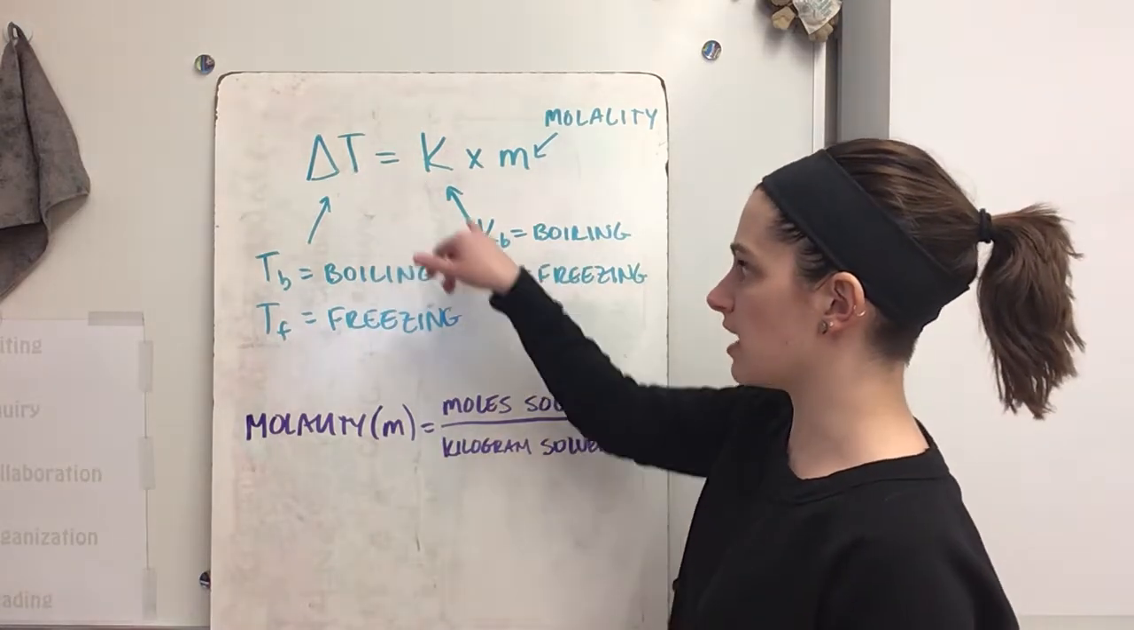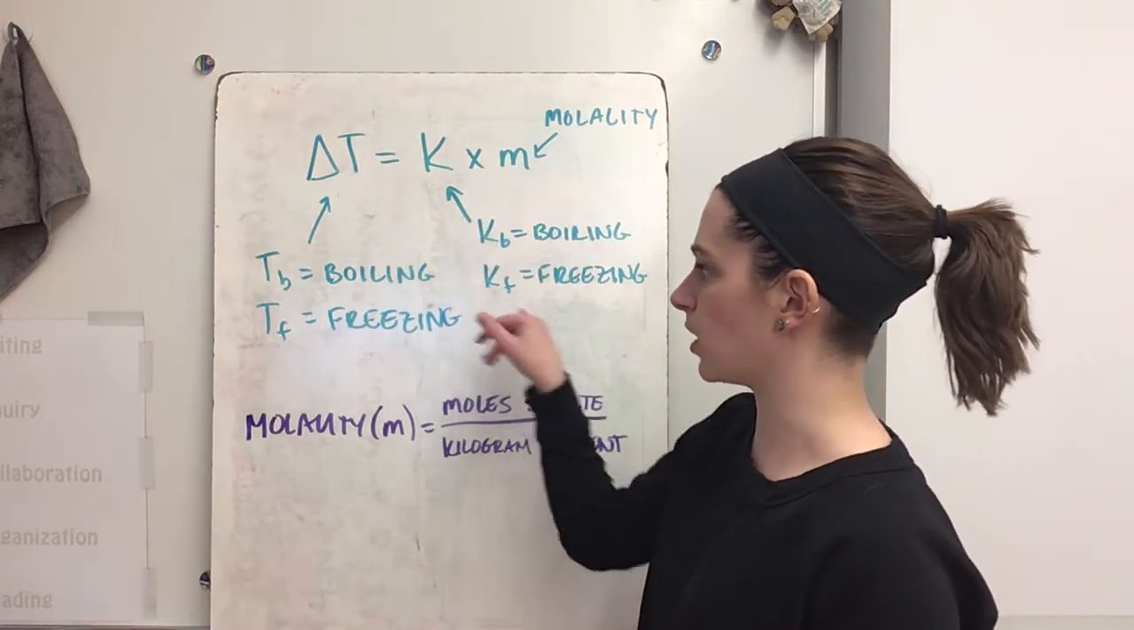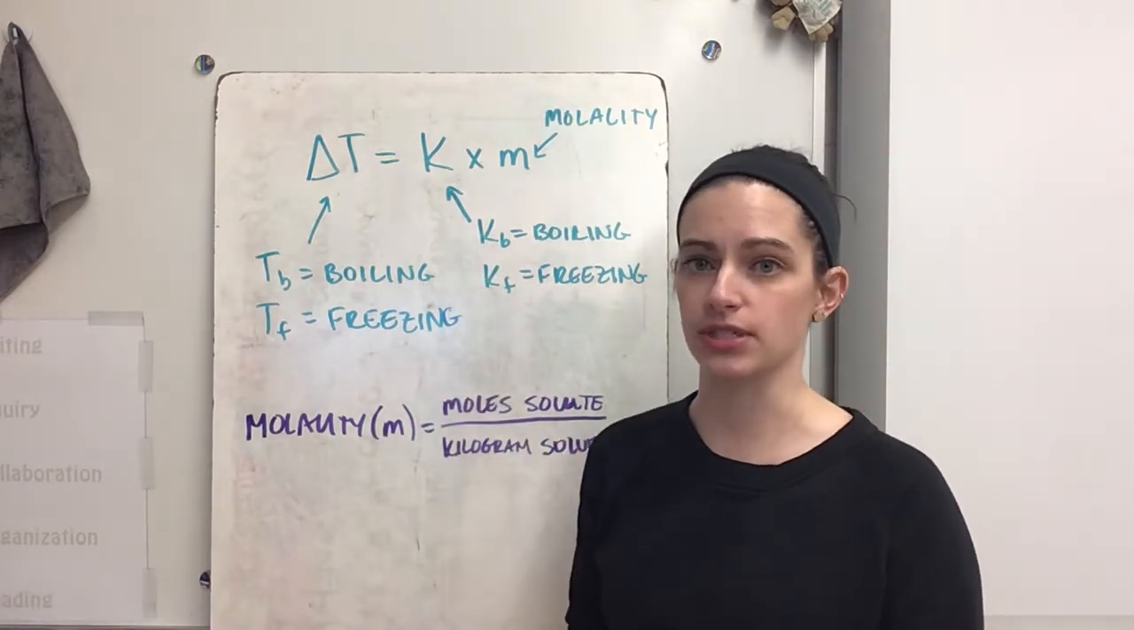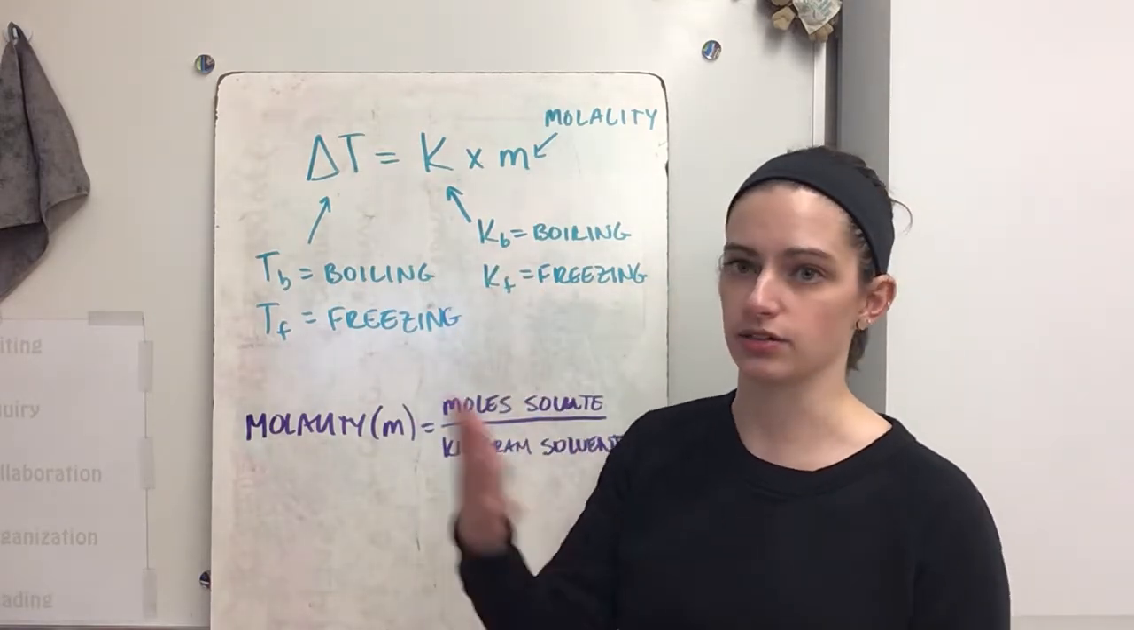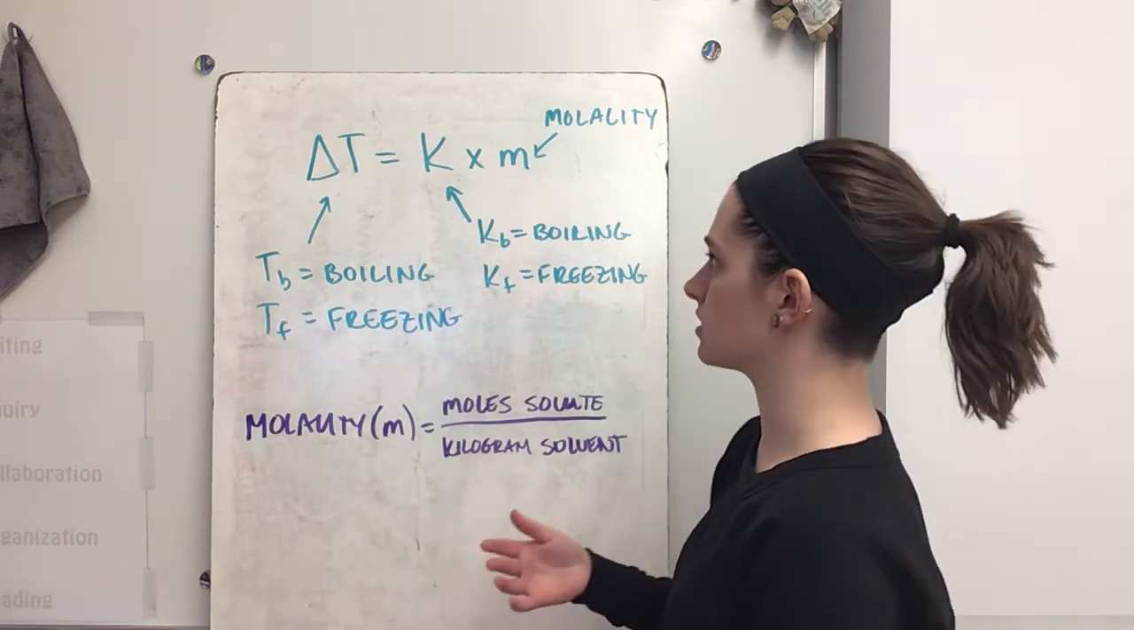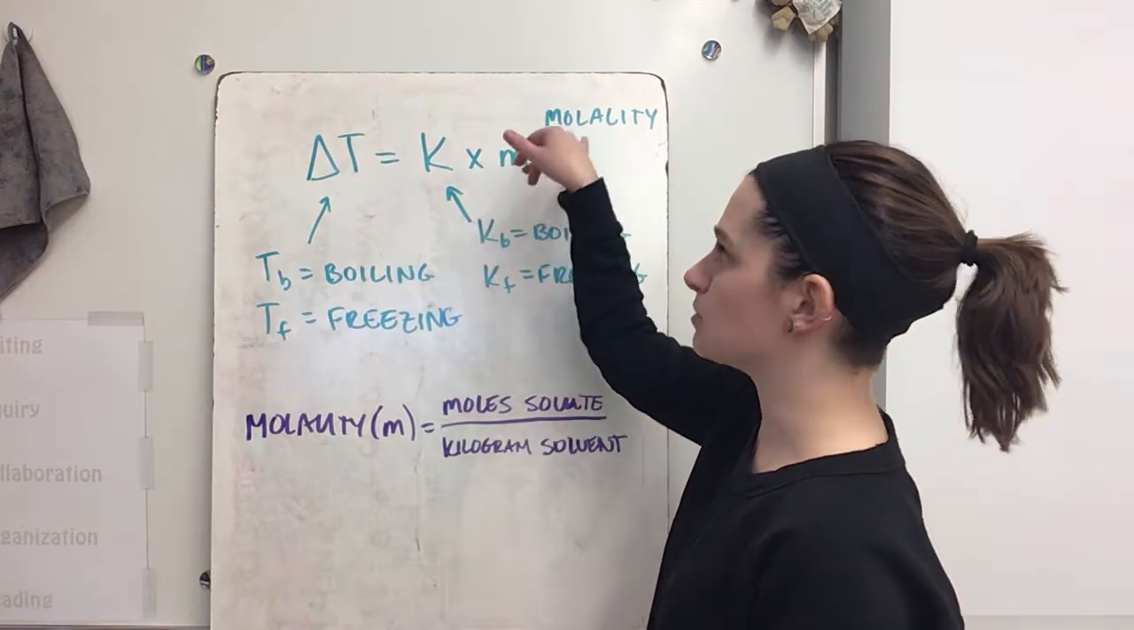We have KB and KF, just like B is for boiling and F is for freezing, just like with temperature. Those are constants, so those are numbers I'm going to have to tell you. I'll tell you that here's a list of KBs for different solvents, here's a list of KFs for different solvents. And then m is molality.